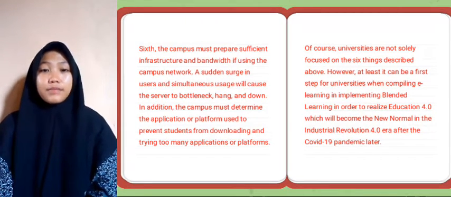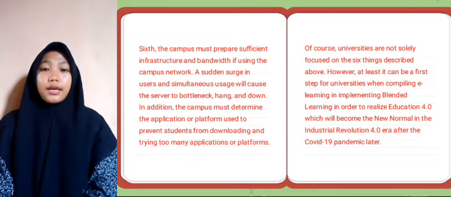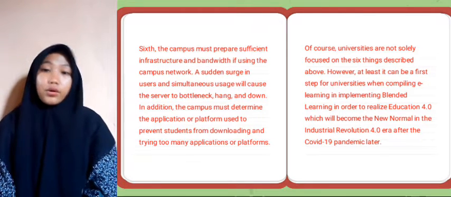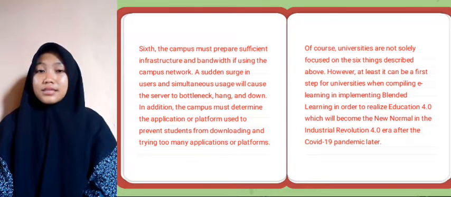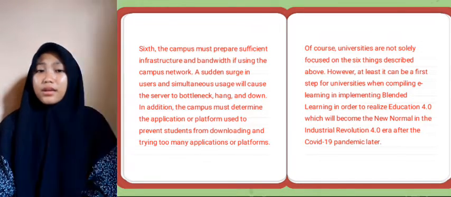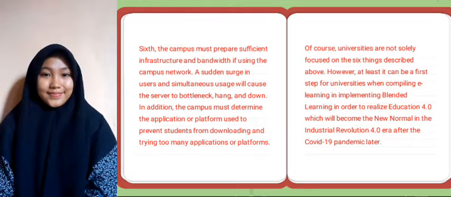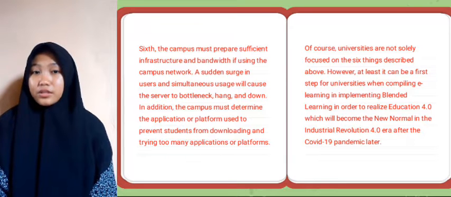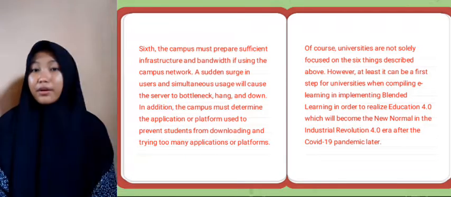The last, the campus must prepare sufficient infrastructure and bandwidth if using the campus network. A sudden surge in users and simultaneous usage will cause the server to panic, hang, and go down. In addition, the campus must determine the application or platform used to prevent students from downloading and trying too many applications or platforms. Of course, universities are not solely focused on the six things described above.